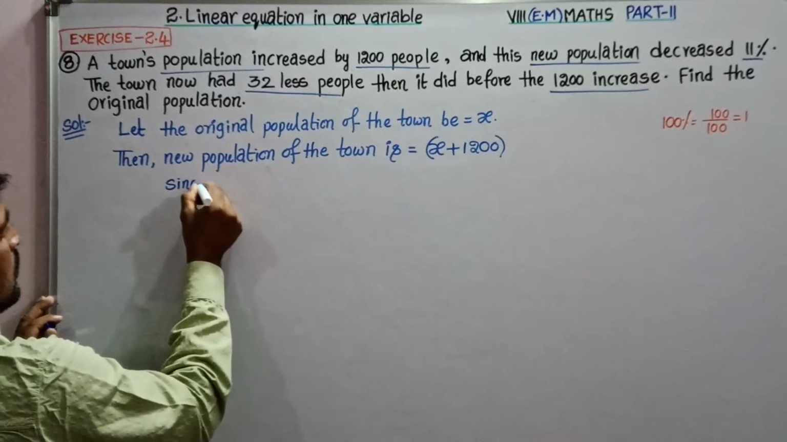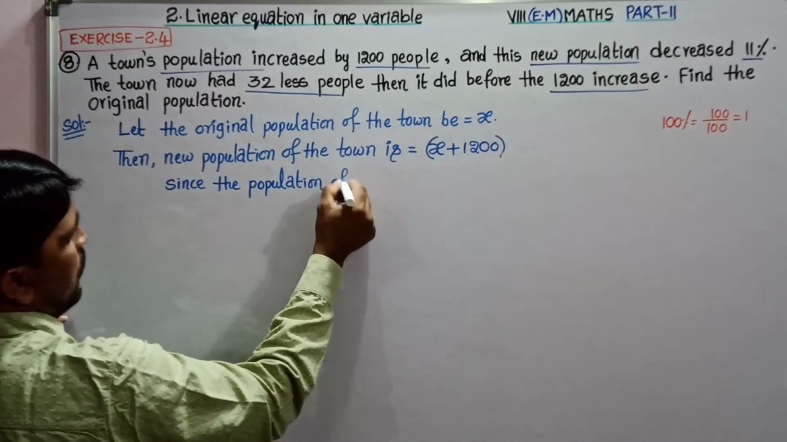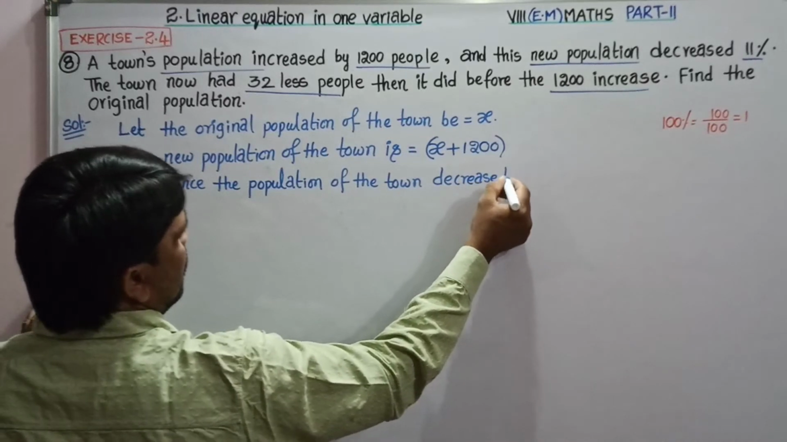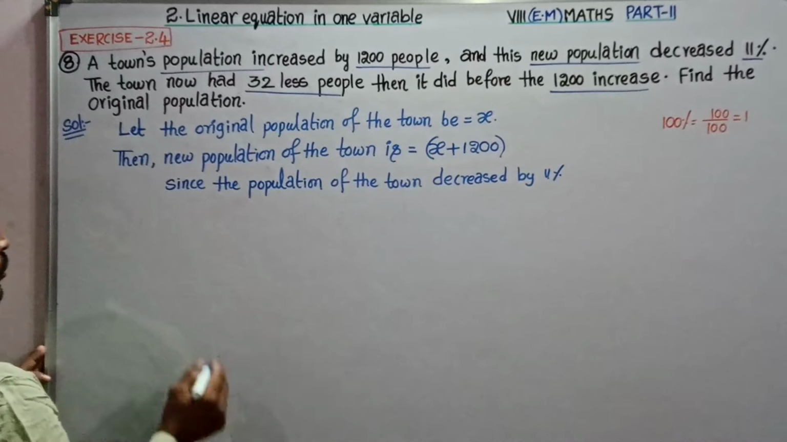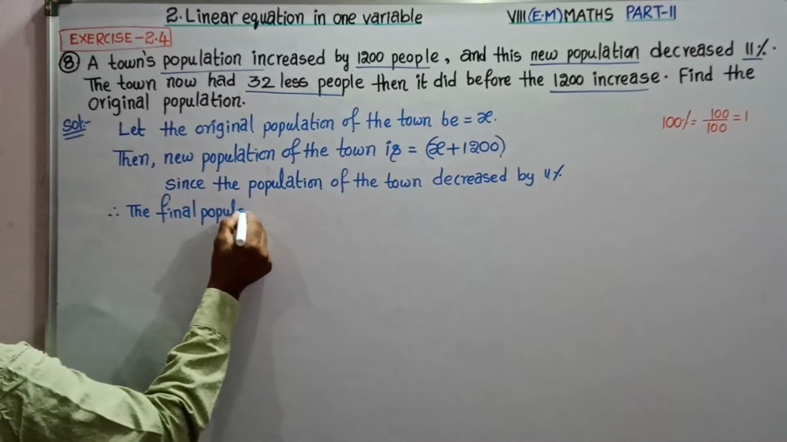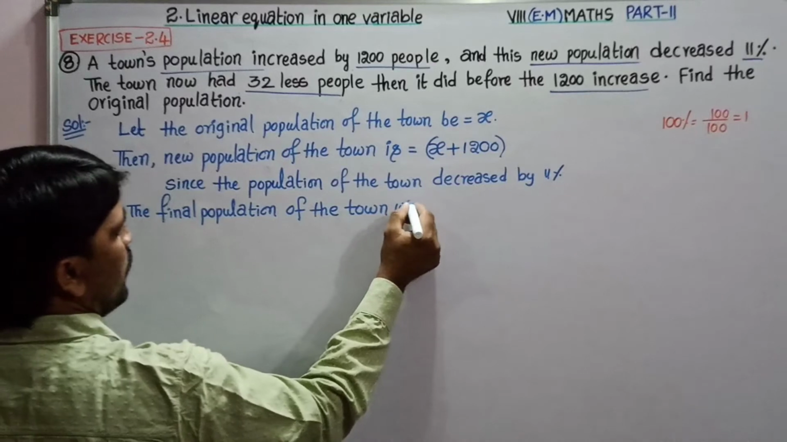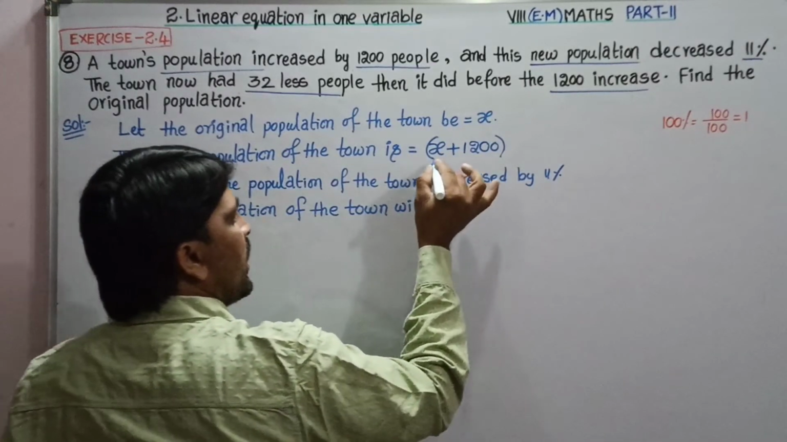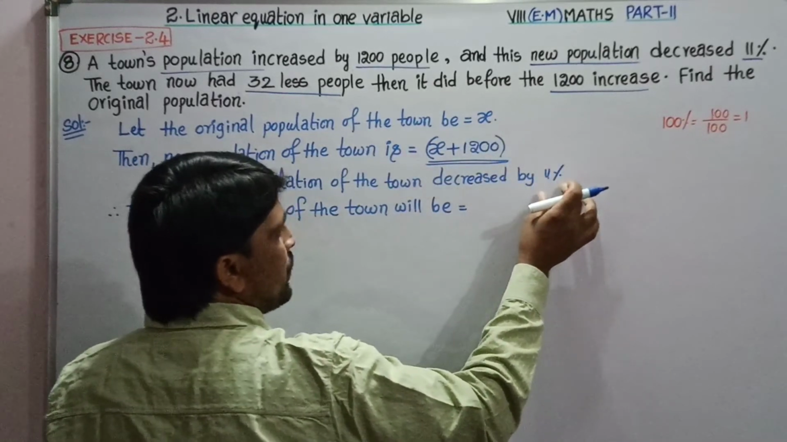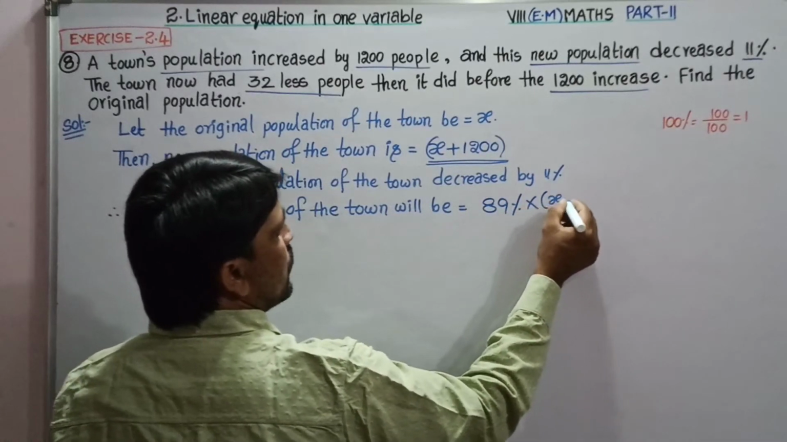Since the population of the town decreased by 11%, the final population of the town will be equal to, since it is 100% of the new population and this 100% decreased by 11%, the remaining. So our final population of the town is 89% of x plus 1200.